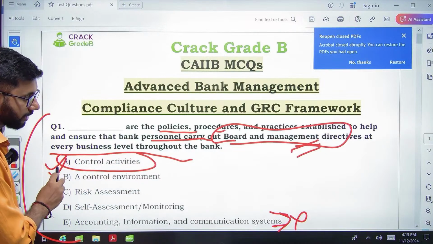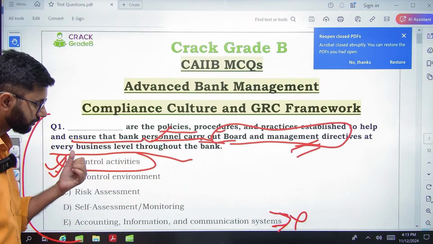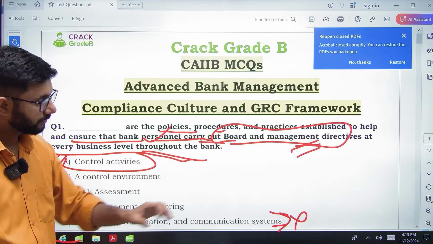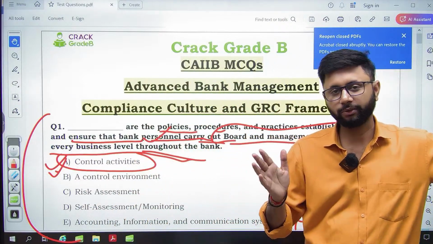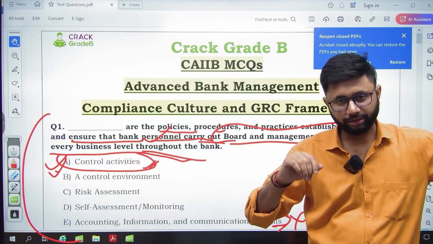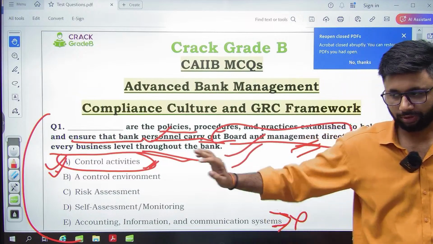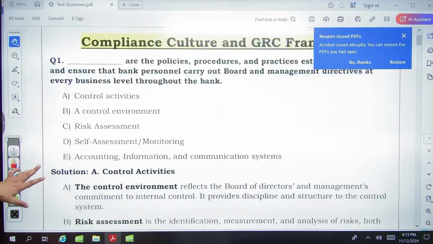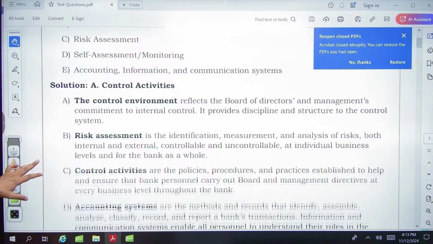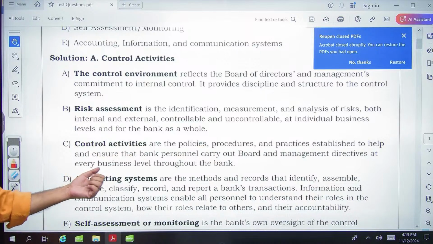Control activities are the activities that help ensure that the bank personnel carry out board and management directives throughout different levels. Is this clear? क्योंकि बैंक ने तो अपने directives बना दिए, but वो directives ढंग से हो रहे हैं कि नहीं हो रहे, that is only possible by controlling them so that they do not deviate from whatever directives the board has given. So that's the idea of the first question. See, the control activities are the policies established to help ensure that the bank personnel carry out the board and management directives.